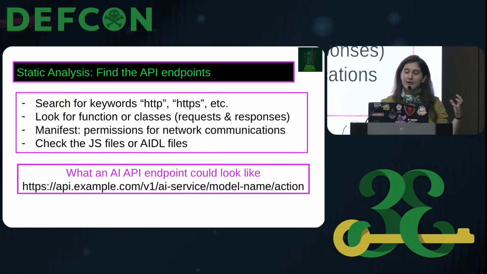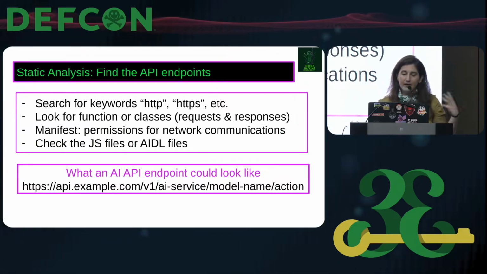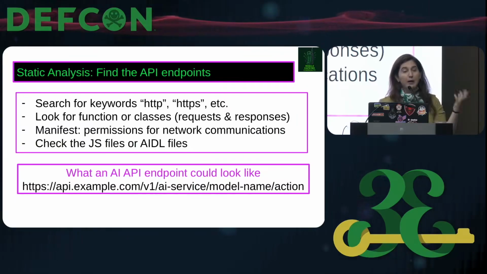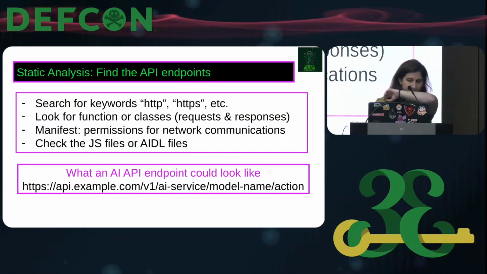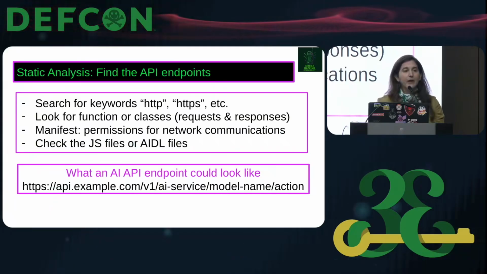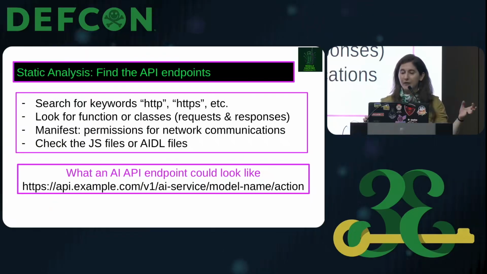Also, the Android manifest file in the application's APK package will contain metadata about the application. It will have the declared permissions, the services, and the activities. So you can look for permissions related to network communication, which would help you to identify API endpoints. And finally, you can analyze the application's JavaScript files to identify API endpoints. It's worth checking there for AI API endpoints, because they could look like something you can see on the screen.